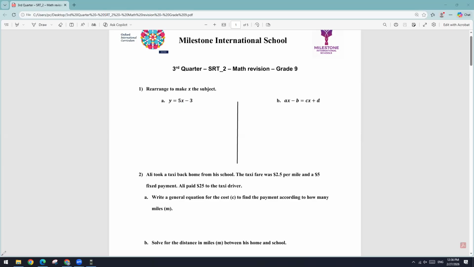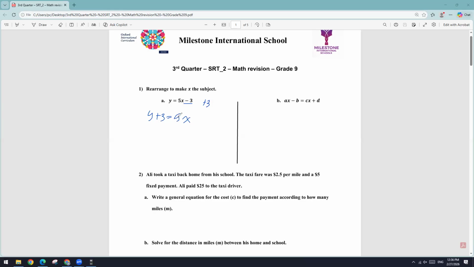So first we start with the easy one, which is minus 3. What is the opposite of minus 3 so I can remove it? We do plus 3. This is the first step, so I will do plus 3 on the left and right side, both of them. So here I will have y plus 3 is equal to 5x. Since I did the opposite, minus 3 is now removed, because minus 3 plus 3 is 0.